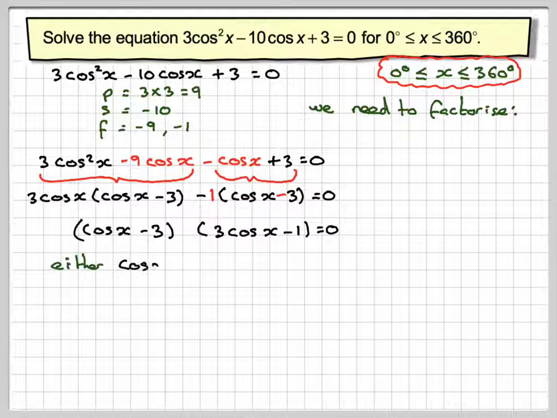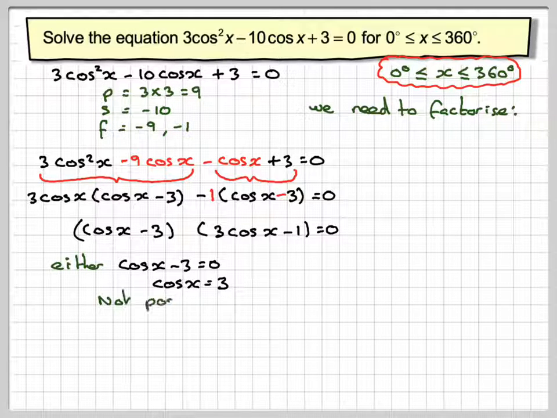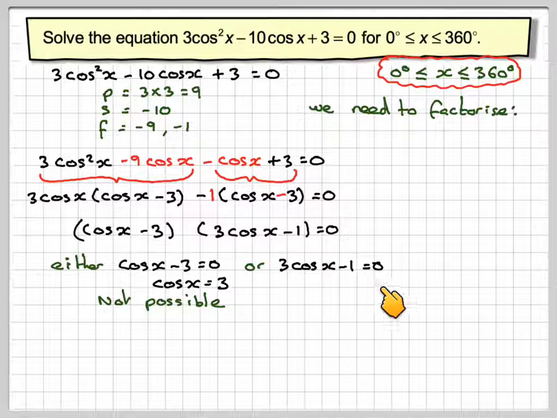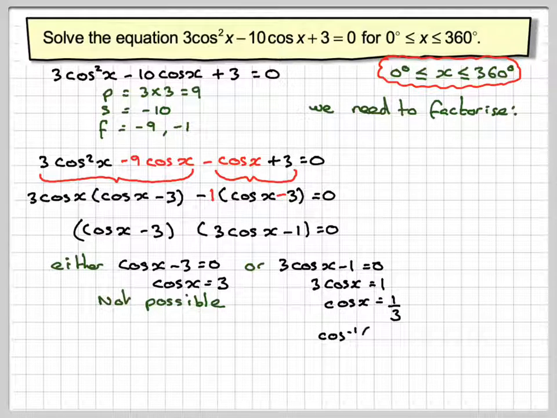Right, so either cos x minus 3 is equal to 0, which gives that cos x is equal to 3. Now that's just not possible, because the highest value that cos x can be is 1. Therefore, we'll just say it's not possible. Or 3 cos x minus 1 is equal to 0, which gives that 3 cos x is 1, and cos x is equal to 1/3. Cos to the minus 1 of 1/3 is 70.5.